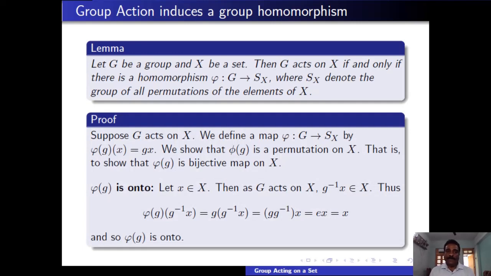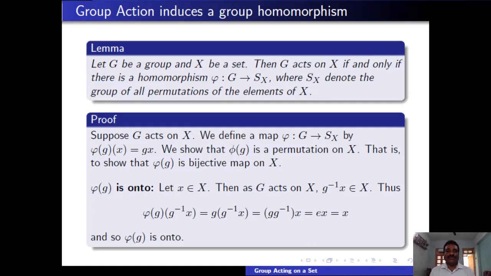So one way, suppose G acts on X. So here the action star is, by default, we define it as the left multiplication. So using this action, we define a map phi from G to Sx by phi of g of x is equal to gx. Note that g belongs to G, then phi of g is an element of Sx and it must be a permutation and it takes x to gx.